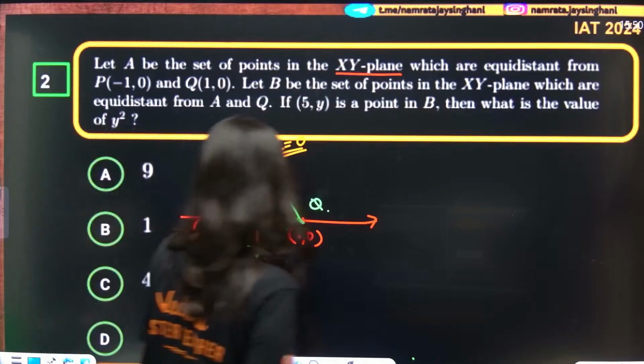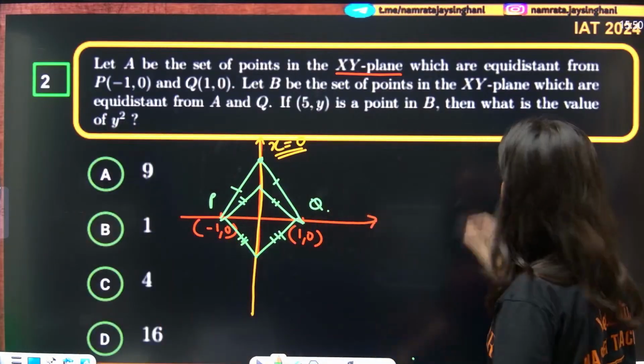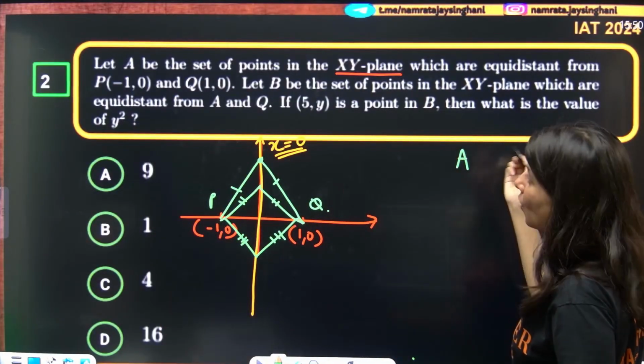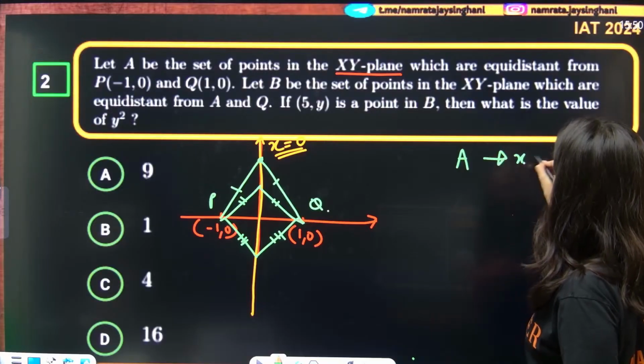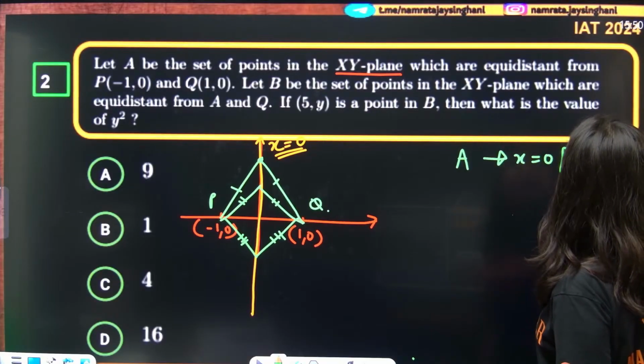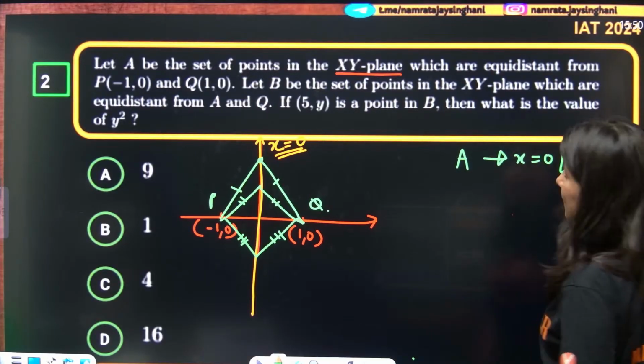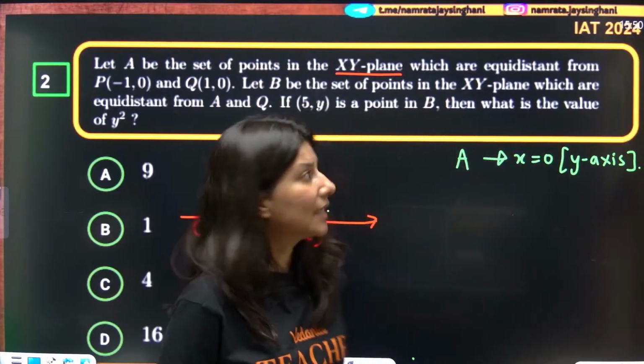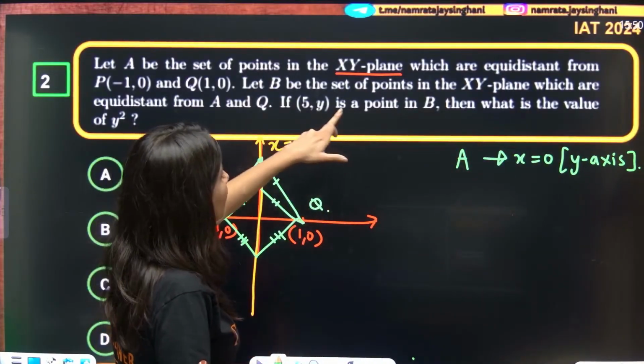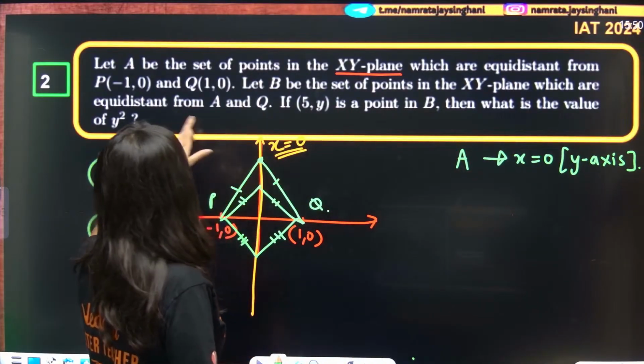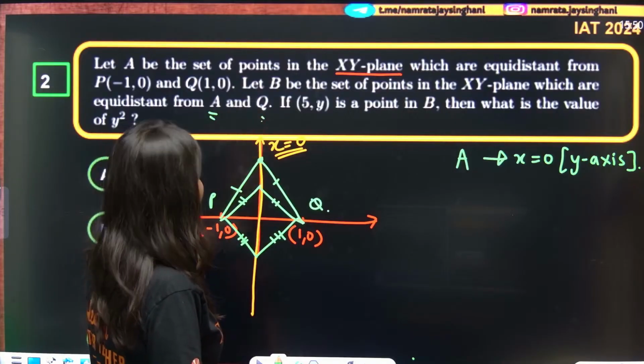Yes. So basically, A is the set of points. So A are what points? X is equal to 0. That is the y-axis. Any point on the y-axis will satisfy this condition. Okay. Now B is the set of points in the xy plane which are equidistant from A and Q.